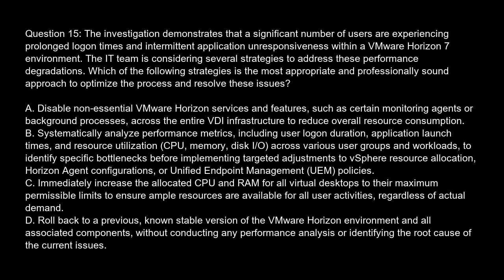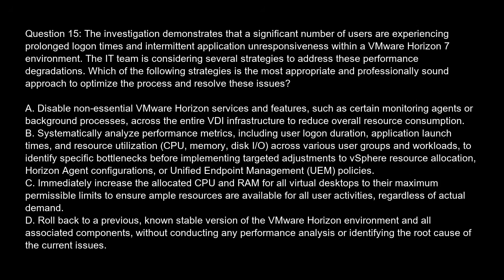issues? Option A. Disable non-essential VMware Horizon services and features, such as certain monitoring agents or background processes, across the entire VDI infrastructure to reduce overall resource consumption. Option B. Systematically analyze performance metrics, including user logon duration, application launch times, and resource utilization (CPU, memory, disk I/O), across various user groups and workloads, to identify specific bottlenecks before implementing targeted adjustments to vSphere resource allocation, Horizon agent configurations, or Unified Endpoint Management (UEM) policies.